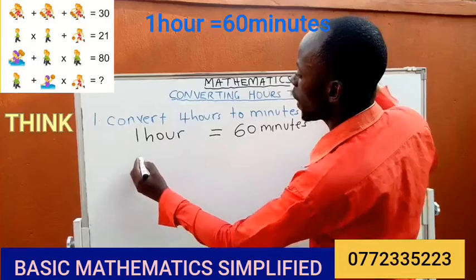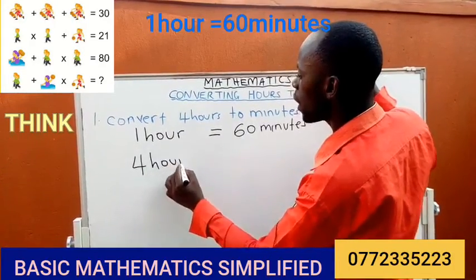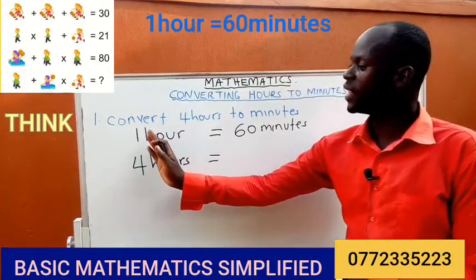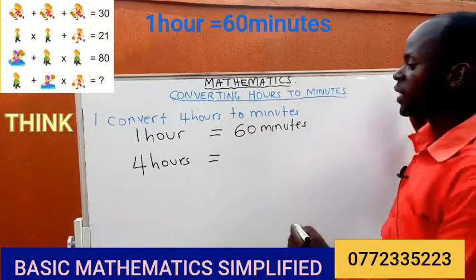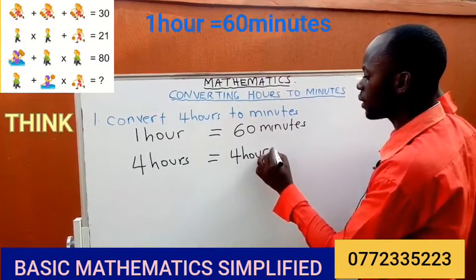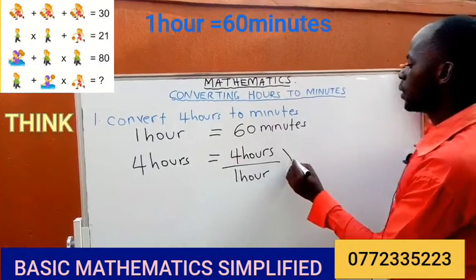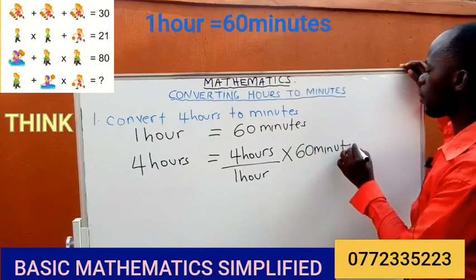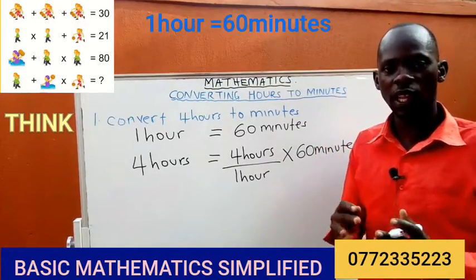So here, we have 1 hour equals 60 minutes. What about the 4 hours? Here, what is on our left-hand side is what you already know, but what we are looking for must be expressed in our right-hand side. So we are going to pick 4 hours divided by 1 hour. Then you multiply by 60 minutes, because we are converting from hours to minutes. That is how best I want us to follow this.